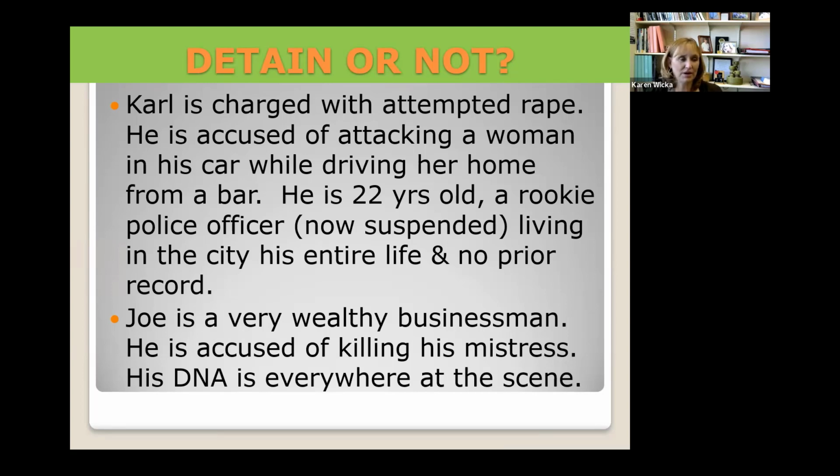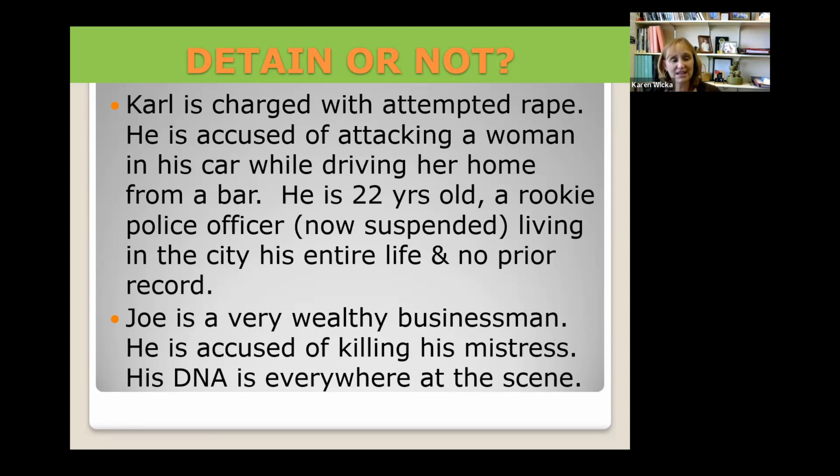Now let's think of the second one. Joe is a wealthy businessman. He is accused of killing his mistress. His DNA is everywhere at the scene. So again, we have to evaluate the two things to see if we can deny bail. Number one, is he still a danger to society? Well, he did commit homicide, so that leans towards yes, he's a danger, but maybe it was specific to his mistress. So maybe he's not a threat to other people. It was just something that happened with this one particular person.